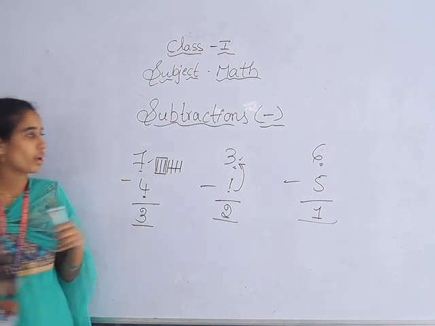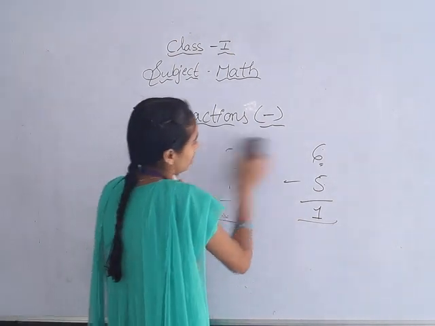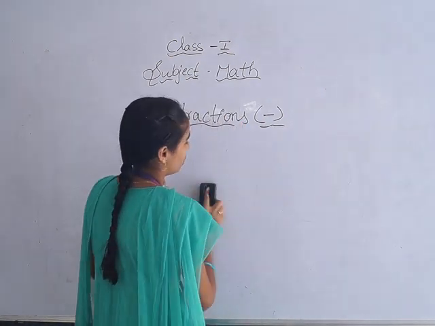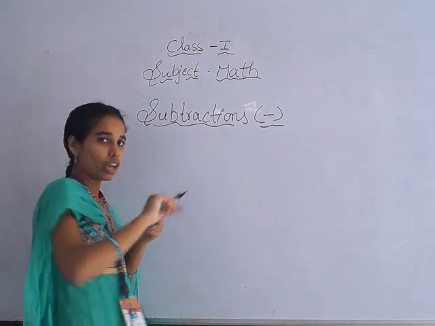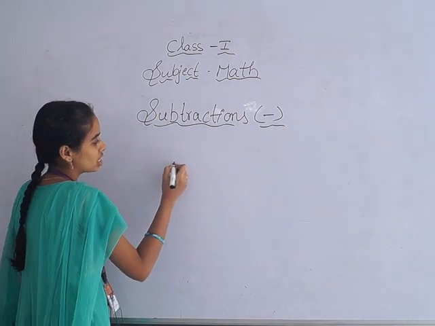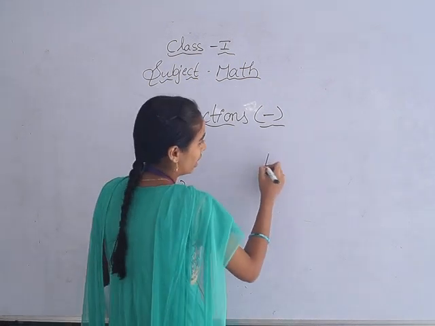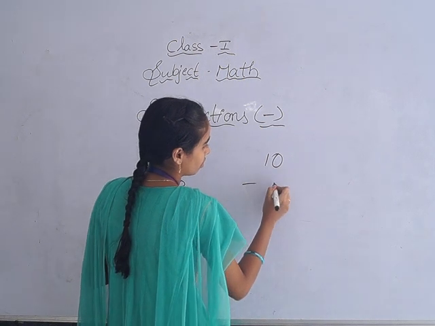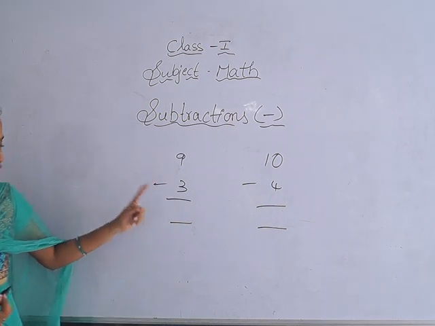So again I am writing 2 problems. See. Nothing, just you have to find which one is big one and which one is small one. Which one is small one means up to big one you have to read. So 9 minus 3 and 10 minus 4. Okay, see. 9 minus 3.